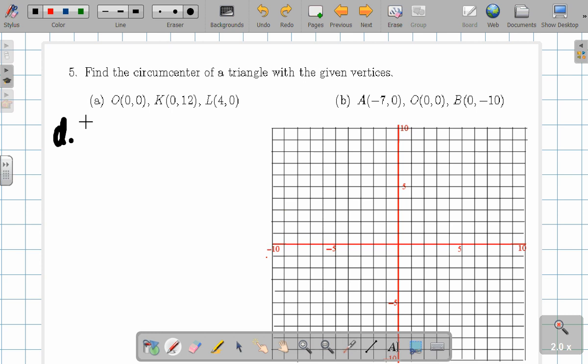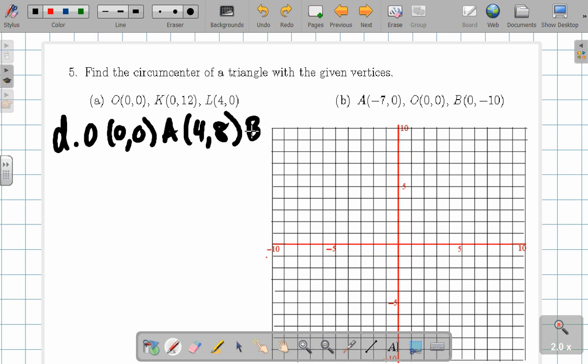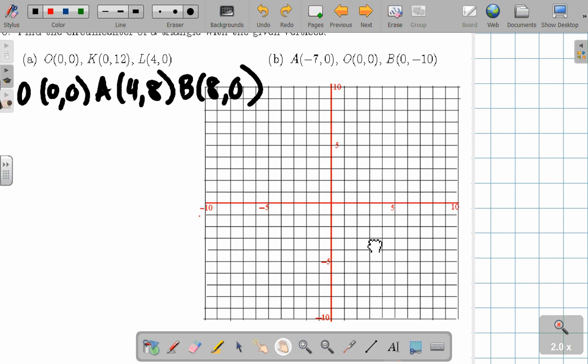O is 0, 0. A is 4, 8. And B is 8, 0. Okay, double check all your signs. The signs both are positive. Yep. All right, let's go ahead and graph it.